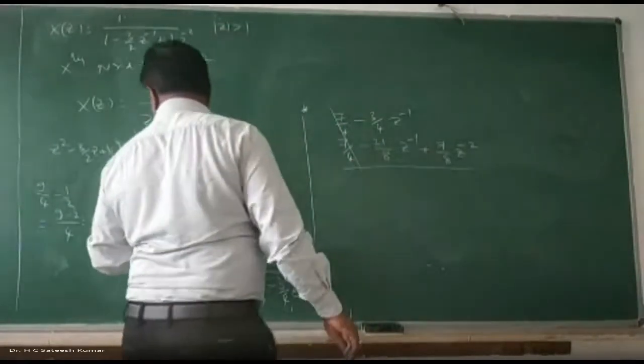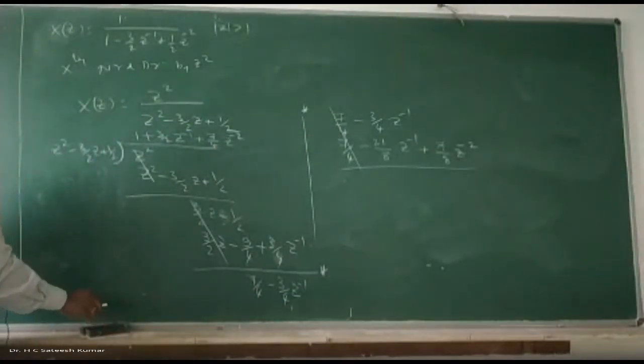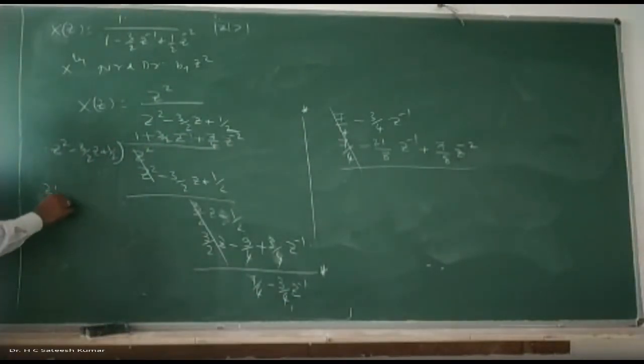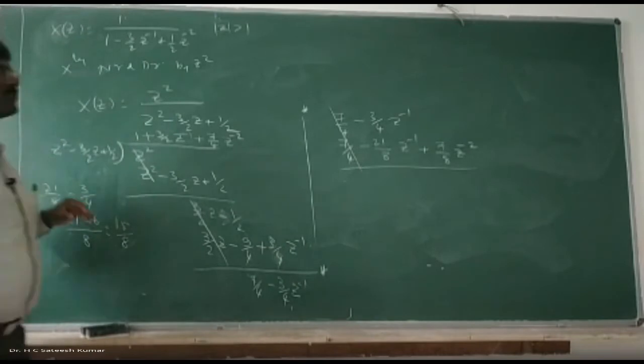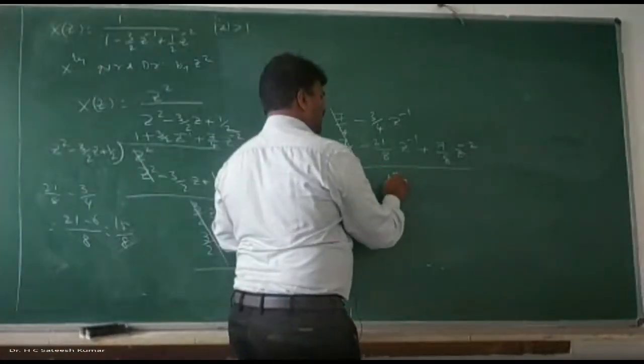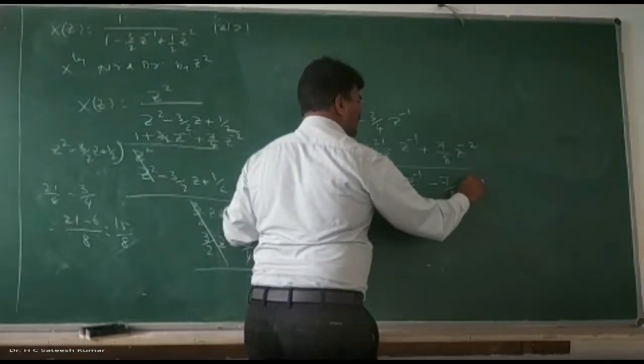21 by 8 minus 3 by 4. Use calculator. 21 by 8 minus 3 by 4. 8 is the LCM. 21 minus, what will you get? 4 divided with this one, 2. 2 into 3, 6. 21 minus 6. So 21 minus 6 is 15 by 8, you will get it. Okay. So if you subtract this, you will get 15 by 8 z to the power of minus 1 minus 7 by 8 z to the power of minus 2.